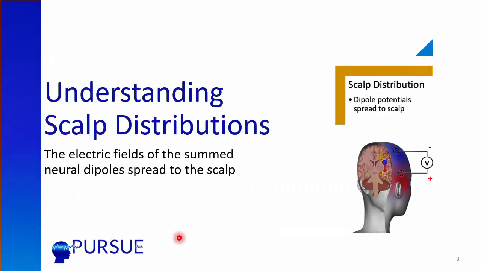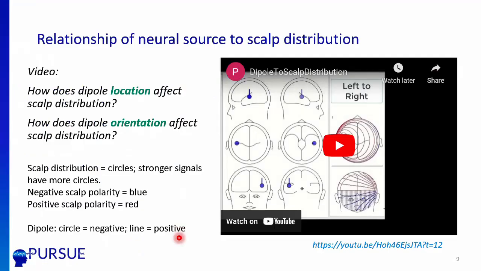So that brings us to understanding the scalp distributions. The spread of these dipoles through the brain is recorded at the scalp. In a second, I'm going to show you a little bit of a video that simulates this. While you're watching the video, think about the answers to this question: how does the dipole location affect the scalp distribution, because you're going to see the scalp distribution, and I'll explain how that looks in just a second, and how does the dipole orientation affect the scalp distribution, right?